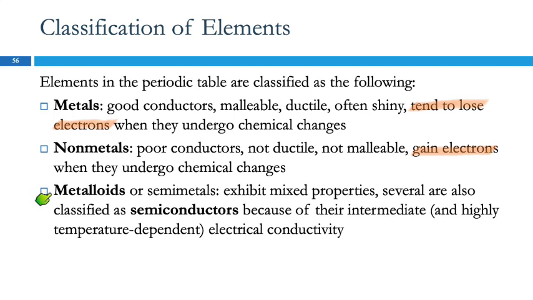And then we've got the metalloids, or the semi-metals. Some of these are also called semiconductors. Their properties are between metals and nonmetals. So they conduct electricity, but not very well. And all of their properties are just kind of in between.